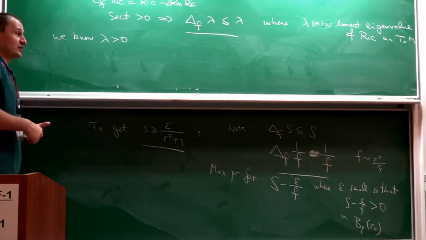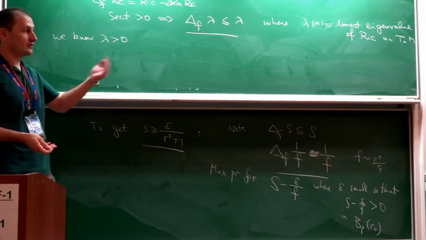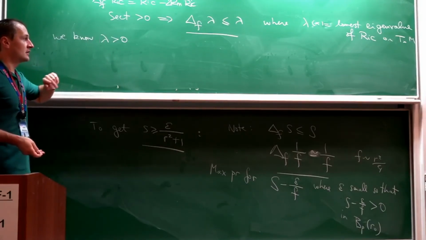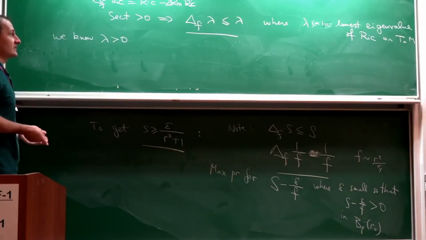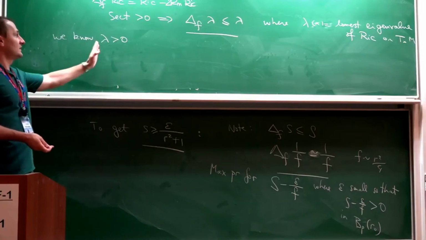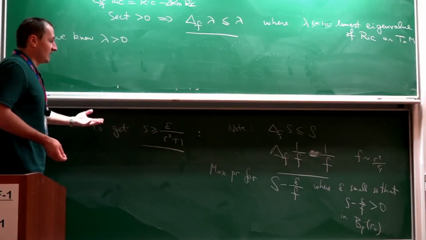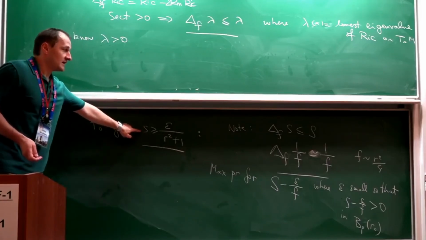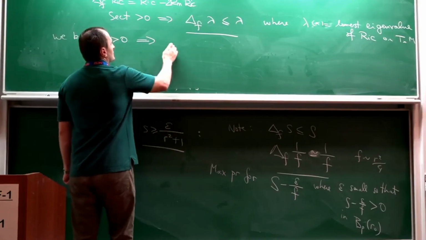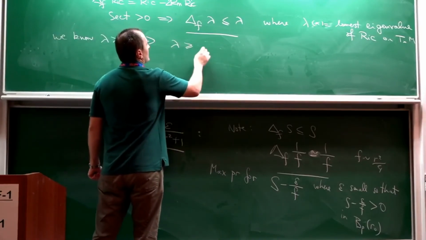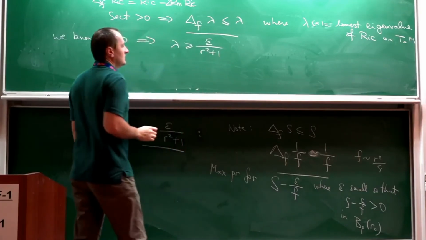This time I cannot prove that by itself. It's not true. We don't know if lambda is positive in general. So I cannot prove that, but it's given because sectional is positive. I know Ricci is positive. So this is given. I don't need to prove it. We don't need the first step. But the second step of this, so just barrier function and so on, shows that lambda is greater than some epsilon over r squared plus 1.